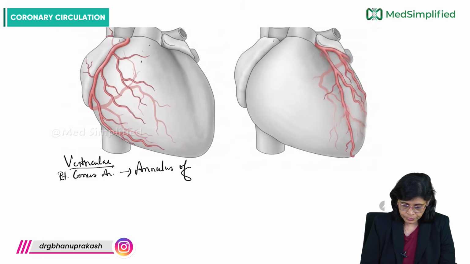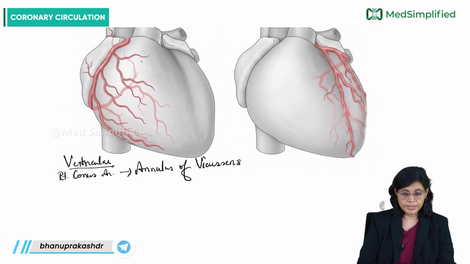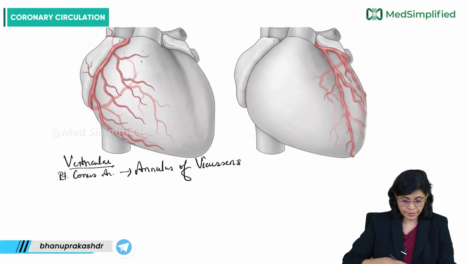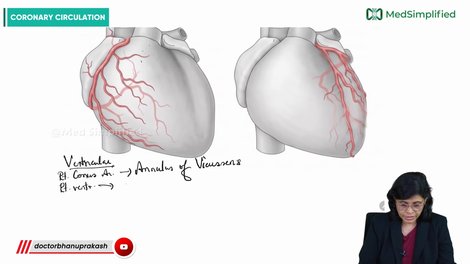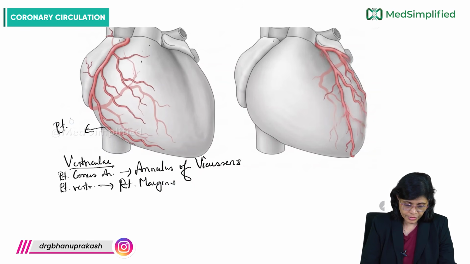Annulus of Vieussens is nothing but the anastomosis between the right coronary and the left coronary. Then we have the right anterior ventricular branches. It gives many right ventricular rami, among which the right marginal artery is the longest. This is the right marginal here, which is the longest.